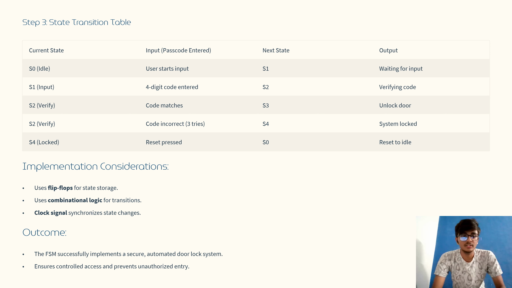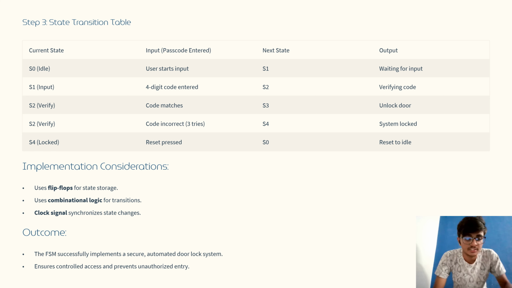State 1 is input, and the user enters the 4-digit code, and the next state is verifying the code. State 2 is verifying the code, and if the code matches, state 3 unlocks the door. If the code is incorrect 3 tries, state 4 is system locked. In state 4, locked, reset is pressed, and the system returns to state 0, reset to idle.